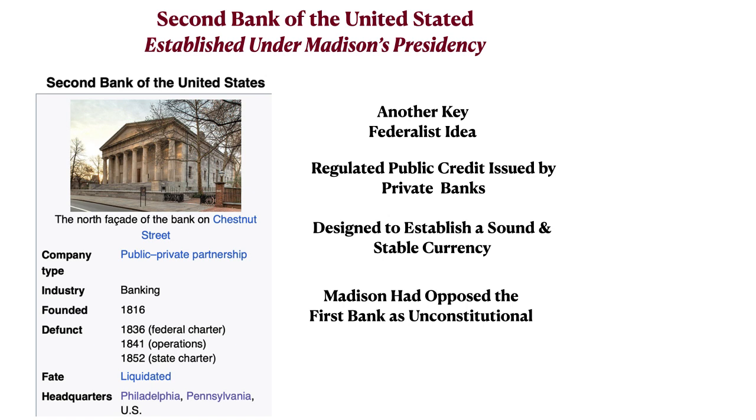Madison had opposed the first bank as unconstitutional, but when he becomes president, he comes to see that it can be very worthwhile, and so it's recreated. And that's going to be a huge issue of contention when Andrew Jackson comes in, who has the original Democratic Republican idea that this is unconstitutional. This is not a place for the federal government.